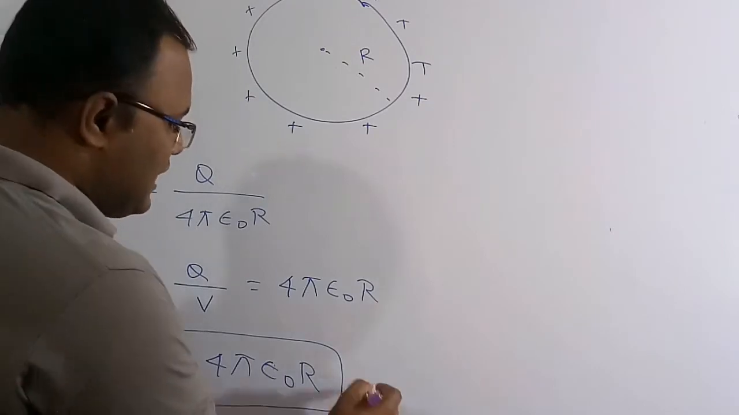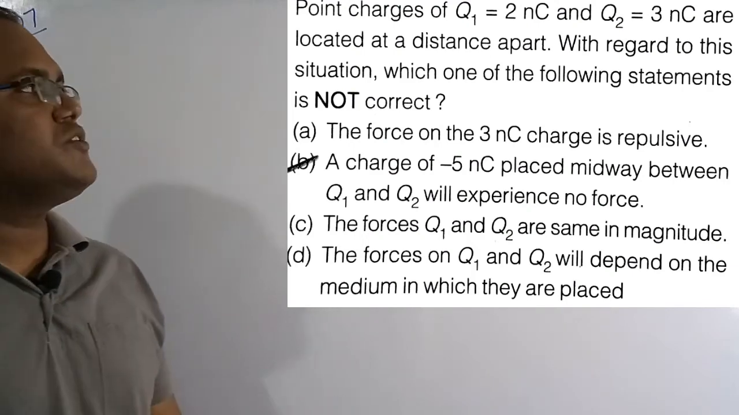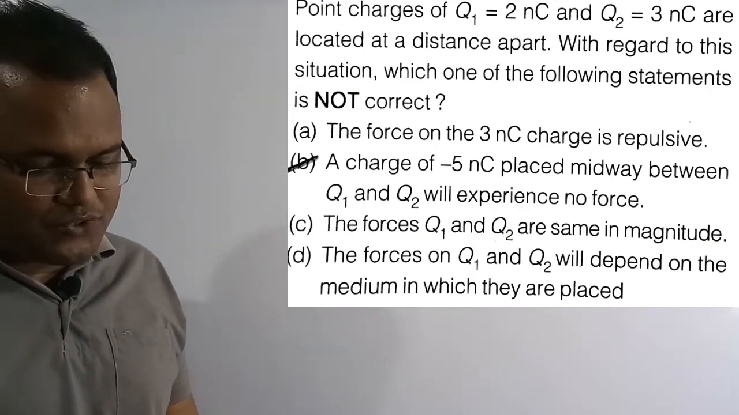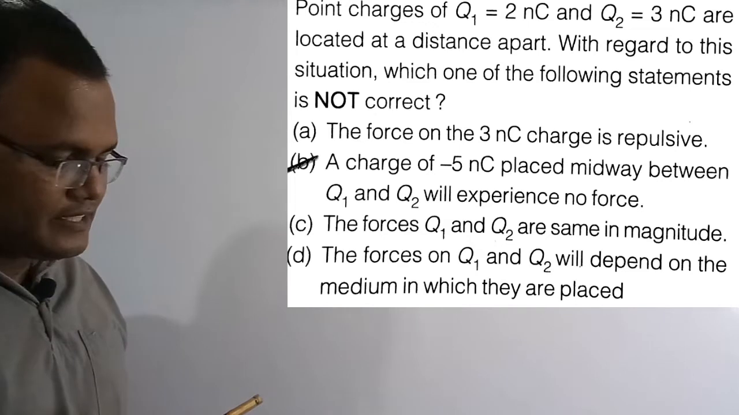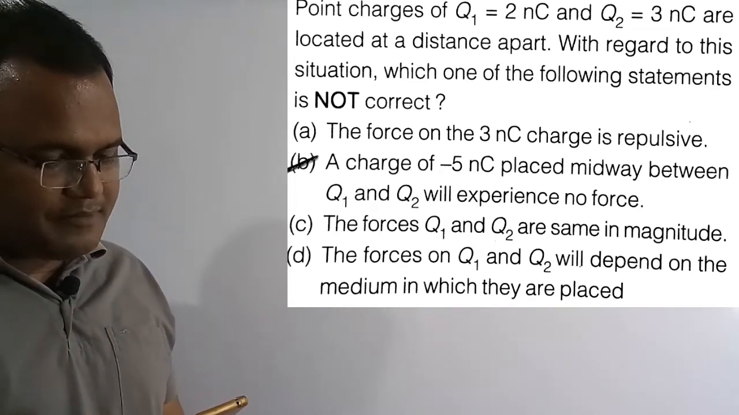So therefore this is the correct solution of this question. So now we are going to solve the 27th question. See the question here. Point charges Q1 equal to 2 nanocoulombs and Q2 equal to 3 nanocoulombs are located a distance apart. With regards to the situation, which one of the following statements is not correct?